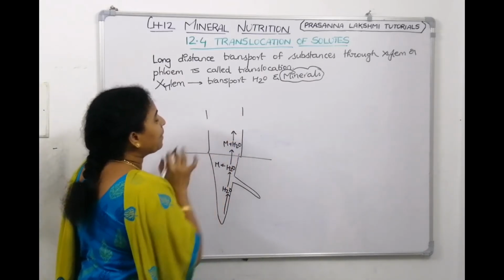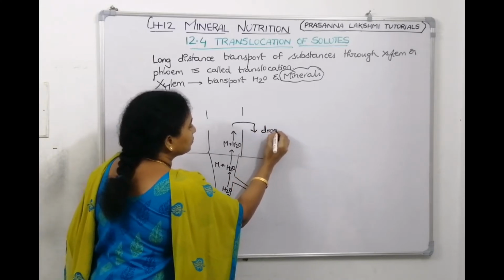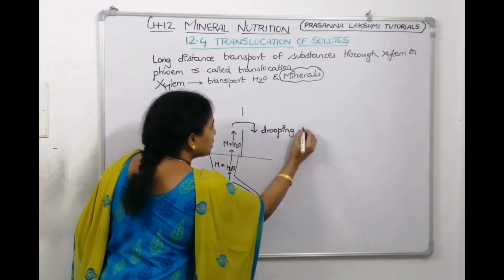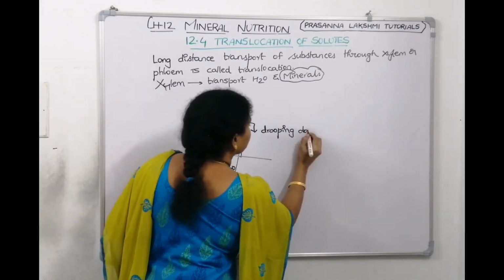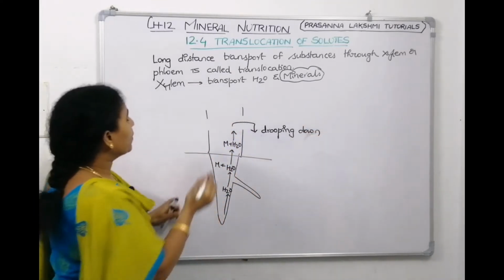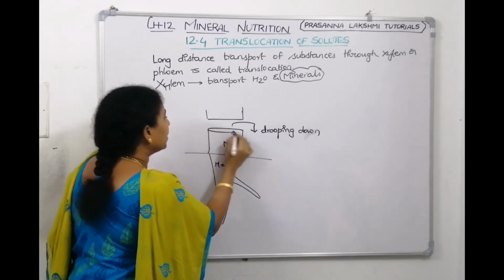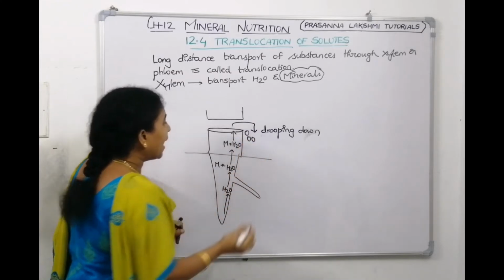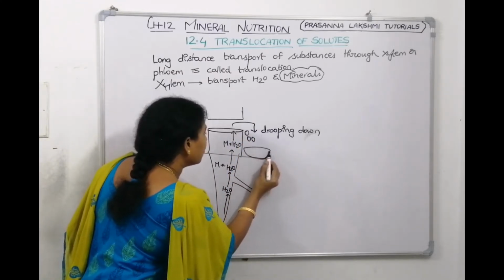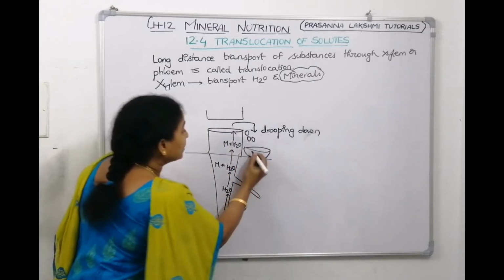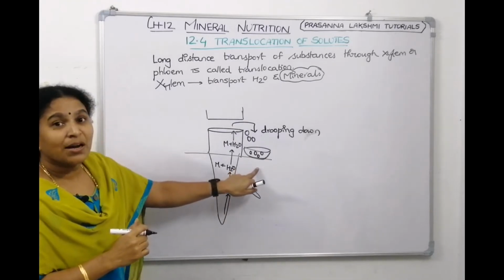Since you have disturbed the path of water, this water starts drooping down. This water cannot move up because you have cut the twig here. So what happens? The water from this end starts collecting like this. And when you keep a bowl, you can collect the amount of water from this. What is this called? This is called exudate.